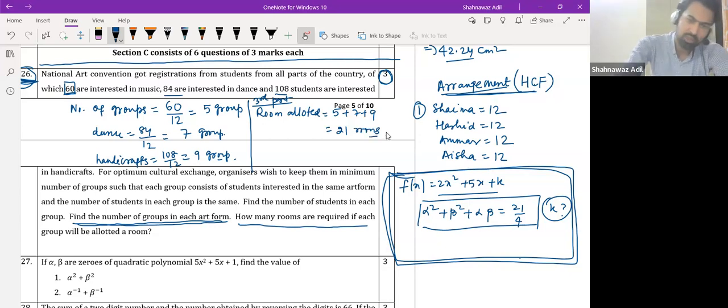Whenever you go to some conference or seminar, you will be allotted some group. So these are the kinds of scenarios. Okay, understood, everyone? This question, everyone understood? Any doubt?